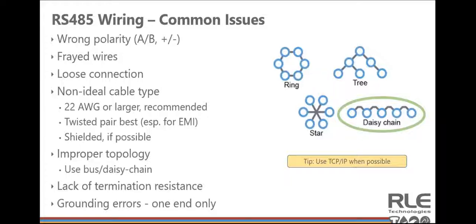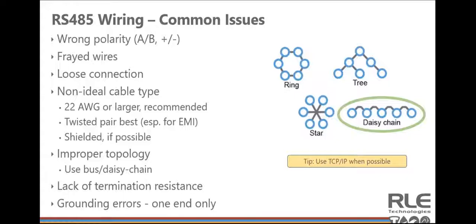Okay, so as promised, here are a few things that can go wrong when you're using 485. I tried to order this list from maybe most severe to least. So starting off, if you have the wrong polarity wires, you won't be seeing any communication at all. And by wrong polarity, I mean you have the AB wires switched. If you have frayed or a loose connection, you might just have intermittent communication with your devices.